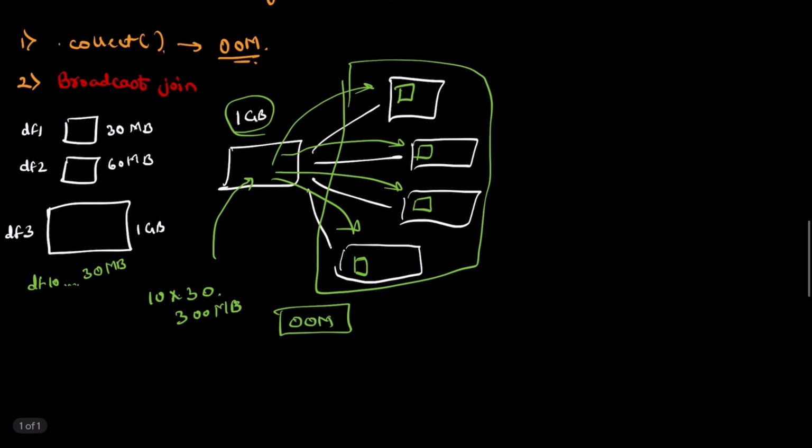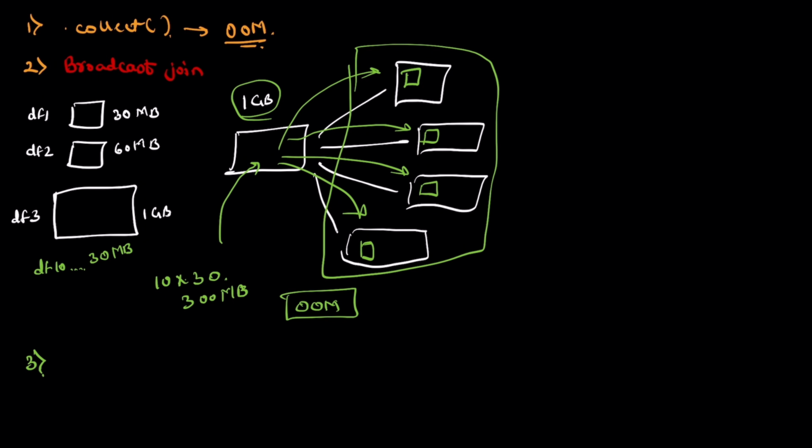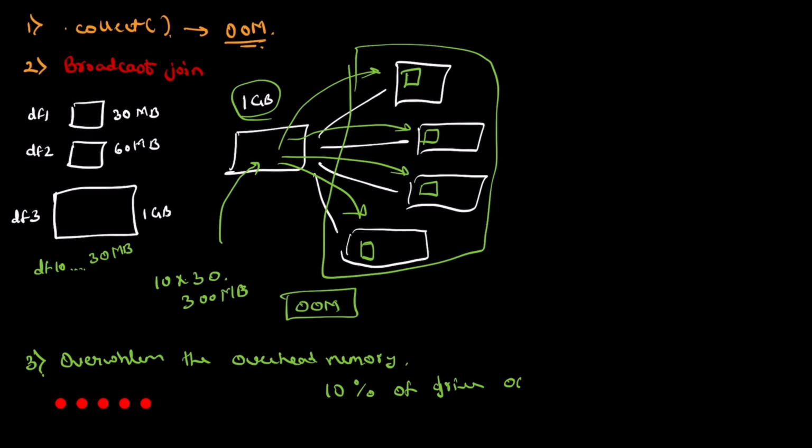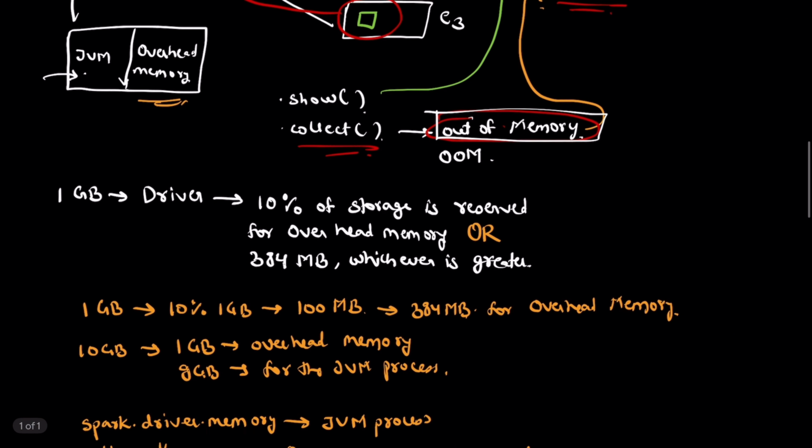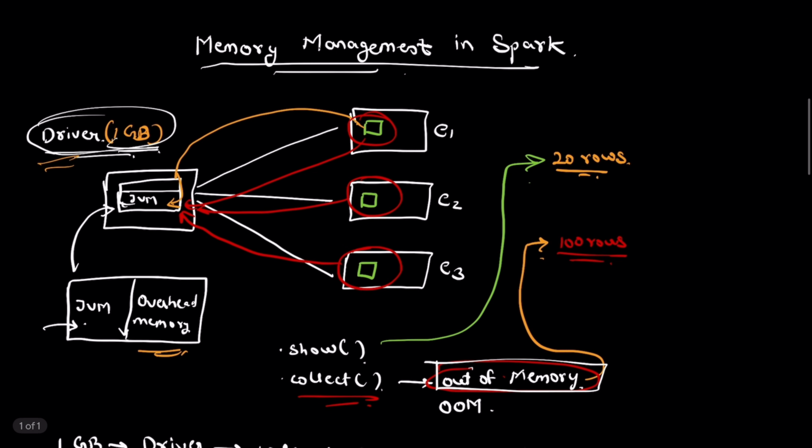And the third reason for out of memory exception is when we overwhelm the overhead memory. Let's say we are using a lot of objects in our code, and due to that, the overhead memory, which is basically 10% of the driver or 384 MB, may get utilized quickly, and due to that we can also get an out of memory exception. So these are a few reasons for out of memory exception in the driver, and we need to manage it efficiently.